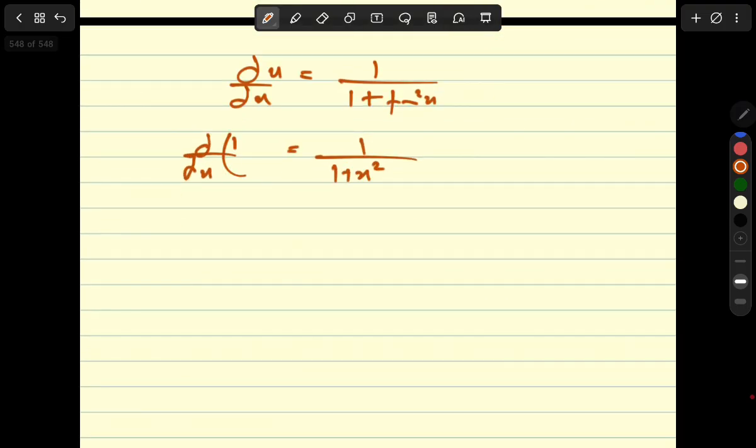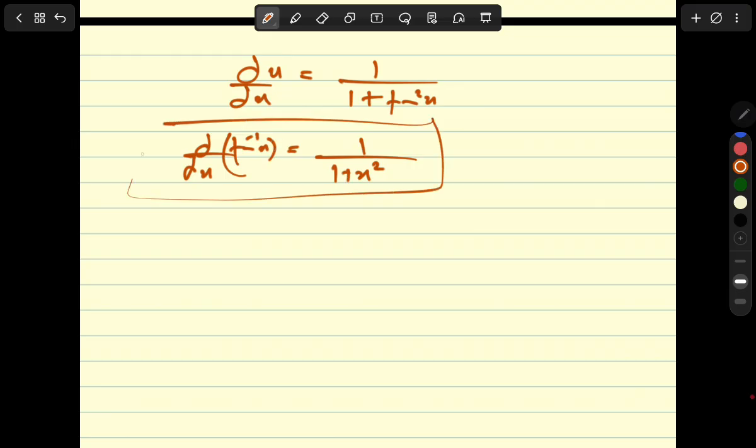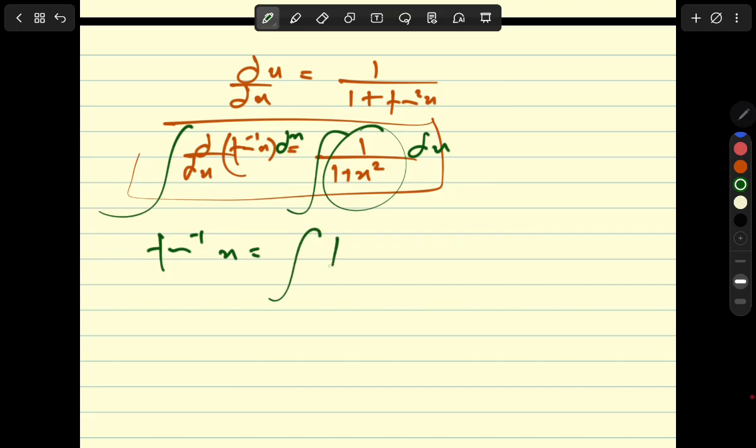So I'm going to put d upon dx of tan inverse of x, right? And that's how you come up with this: the differential of tan inverse of x is 1 upon 1 plus x squared. Now, if I apply the integral operator on both sides and put a dx, the integral of this is going to become tan inverse of x, the antiderivative, right?